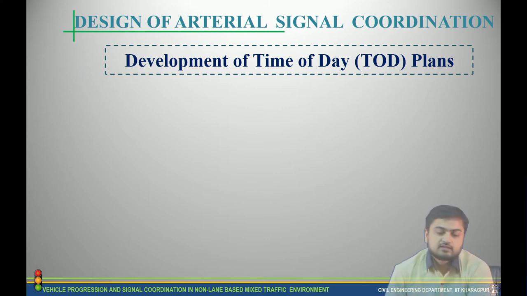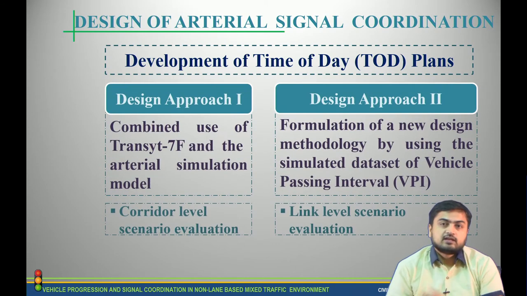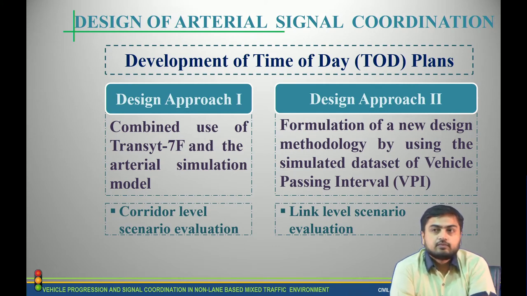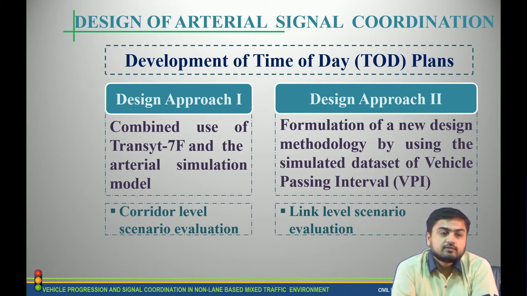Now, design of arterial signal coordination. The real challenge is that established design tools like Transyt, Synchro, SIDRA are developed for lane based traffic. So, if we use those lane based design tools and apply those solutions in the field, we are definitely underestimating somewhere, we are compromising somewhere, because our design tool fails to model the behavior. So, how can we be confident that we would get a very efficient timing plan?